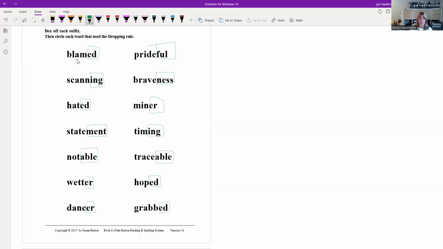What I'm going to do is I'm going to mark my vowels like usual. Here's my vowel and here's my vowel. And I'm going to separate the two right here.